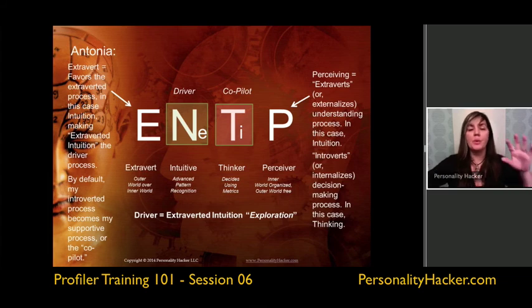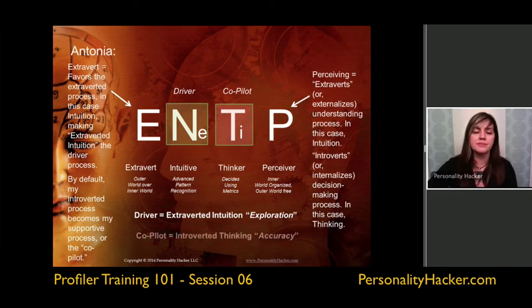Extroverted intuition. Now, what do we call extroverted intuition? What was the alternate name for it? Exploration. That's my driver. It could also be called NE, right? So there's really three different names that we'll be referring to these cognitive functions with. NE is the shorthand. Extroverted intuition is the technical name. Exploration is the nickname. Okay, NE, extroverted intuition, exploration. That's my driver. And that makes my co-pilot TI, or introverted thinking, or what we also call accuracy.